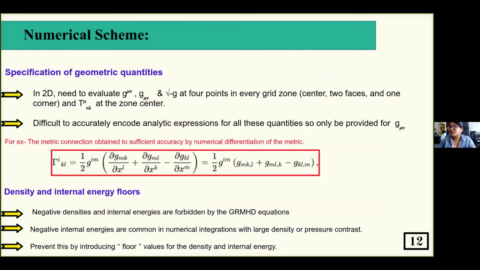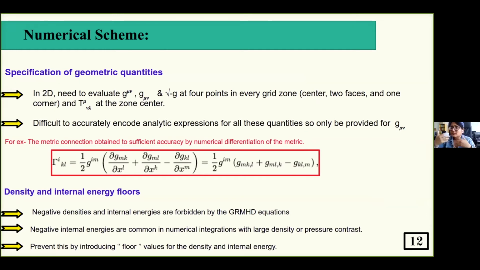Now let me say a few details about the implementation in the algorithm in the code. So in two dimensions, we need to evaluate G mu nu contravariant and covariant components and the metric determinant at 4 points in every grid zone: the center, two faces, and one corner. And metric connections, the Christoffel symbols, at the zone center.